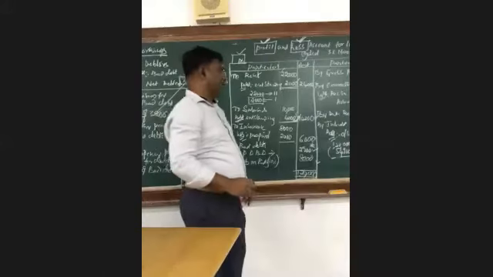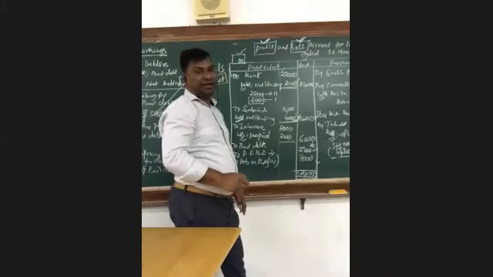138 plus 6, 144. 144 plus 2, 146. Sir, the total is 54,900. It's not 49, the debit side total is 54,900. Okay. Then 120 minus 54,900.